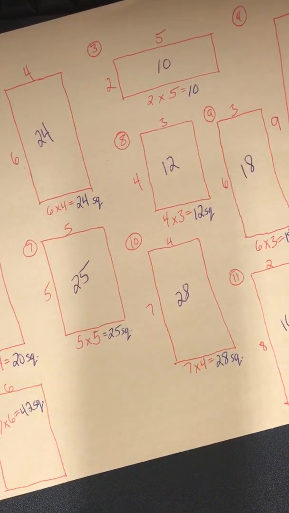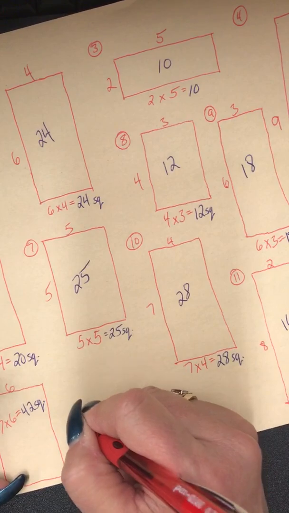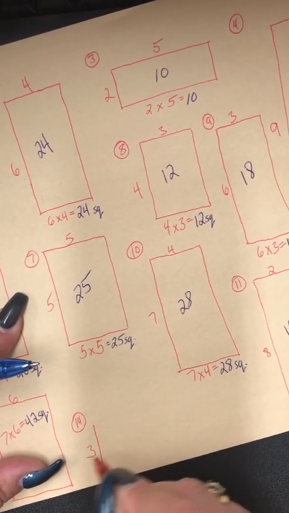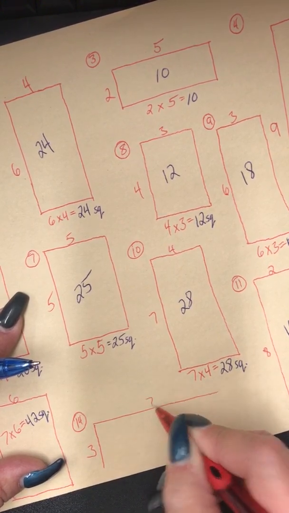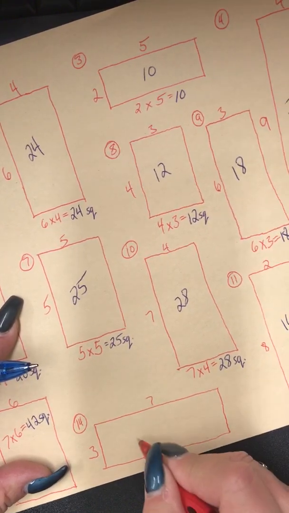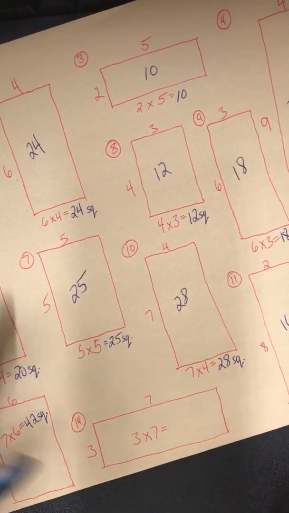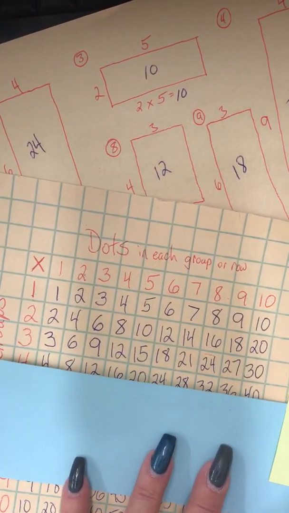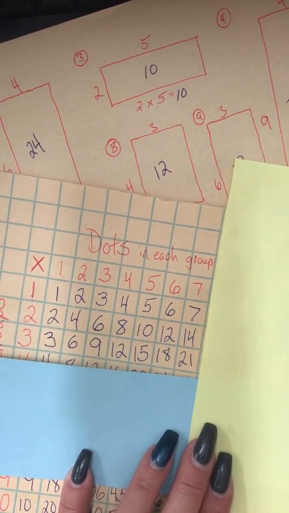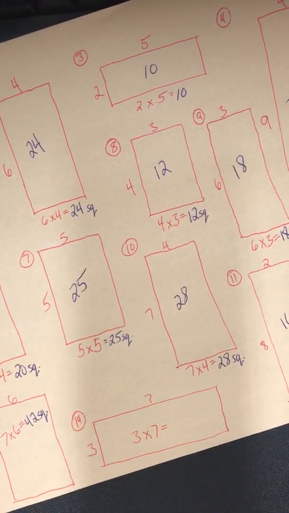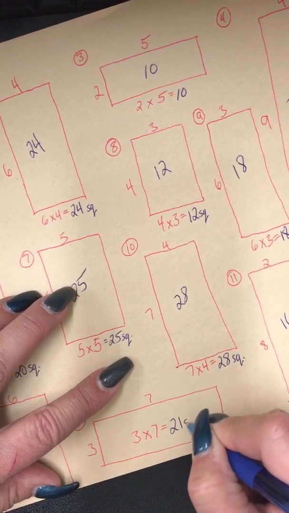All right, so we have one more, number 14. And it's 3 times 7, so I'm going to squeeze that one in right here. 3 rows of 7. Nice long skinny one, huh? Kind of works out perfect. There we go. And I'm going to write it inside again. 3 times 7 equals. Okay, so 3 times 7, 21. 21 little squares inside that area model. 21 squares.